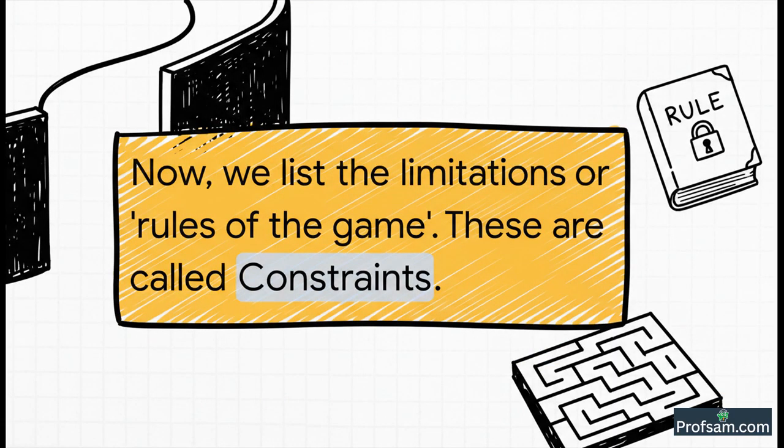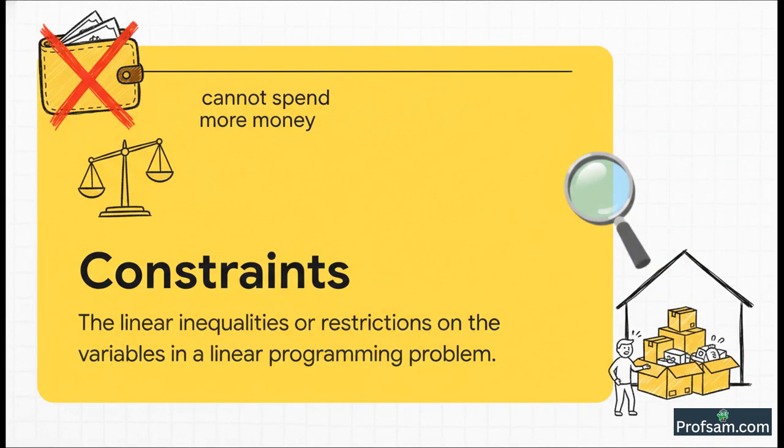But wait a minute, we can't just buy 1,000,000 tables to get infinite profit, can we? We have rules. We have limits. In linear programming, we call these limitations the constraints. And that's all constraints are. They're just the rules of the game. You know, just like you can't spend more money than what's in your wallet, our dealer can't go over his budget and he can't store more things than his go-down can hold.